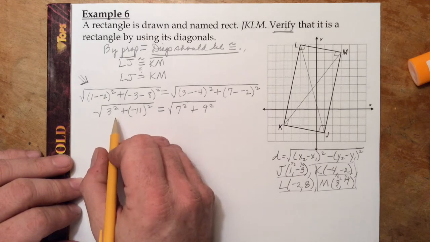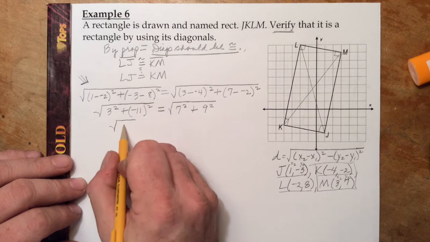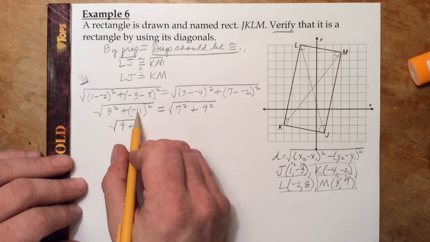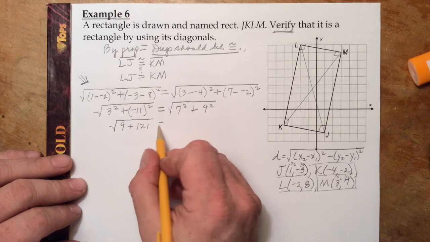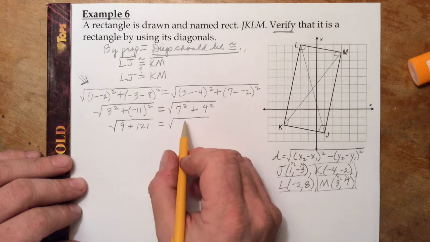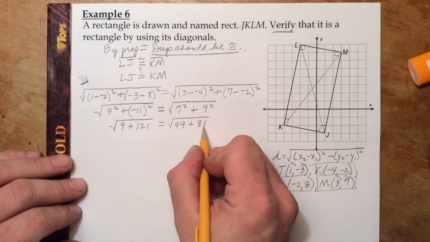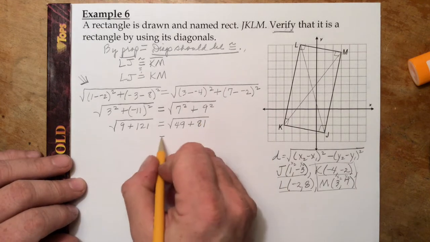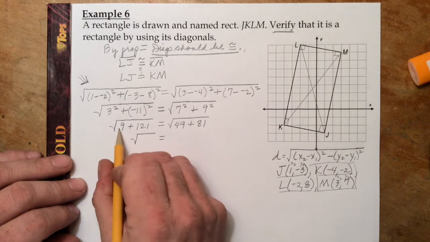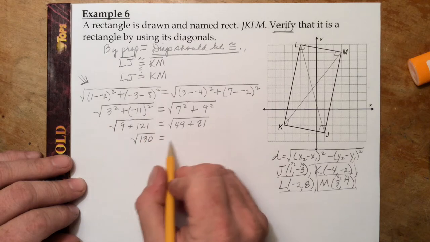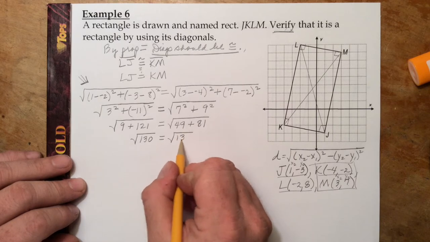So then at this point we come back over to the left. We have the square root of 3 squared plus negative 11 squared. 3 squared, keep your square root, is 9 plus negative 11 squared is 121, equals the square root of 7 squared is 49 plus 9 squared is 81. Then coming back over here to the left, we have 9 plus 121, the square root of 130. Over on the right side, we have the square root of 49 plus 81, which is also 130.